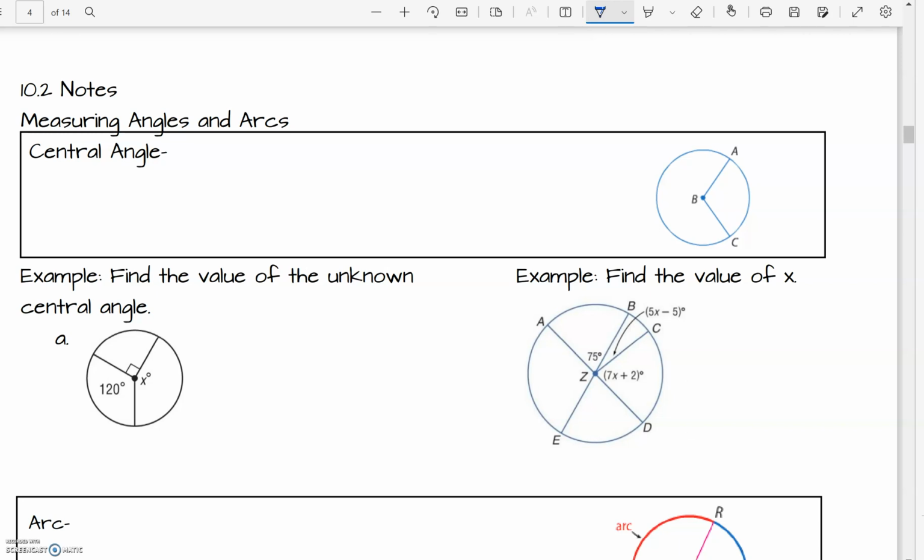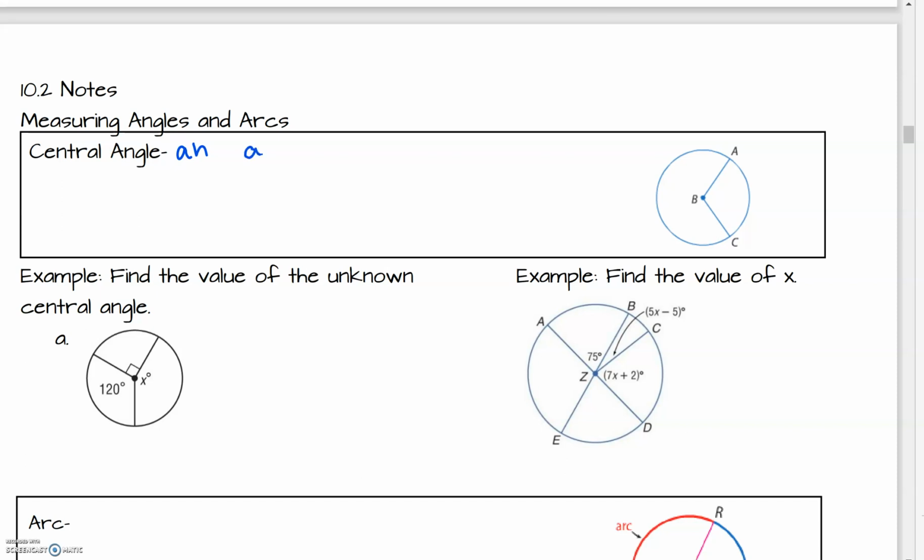This is lesson 10.2, and we're looking at measures of angles and arcs. The first kind of angle we're going to talk about is the central angle, and it is an angle whose vertex is at the center of the circle, with sides being radii.